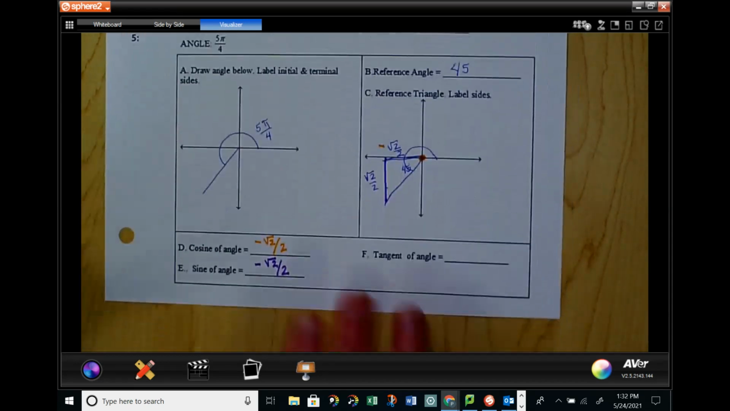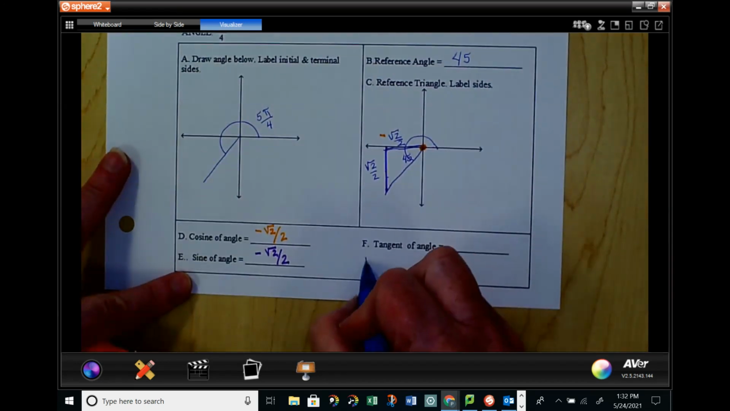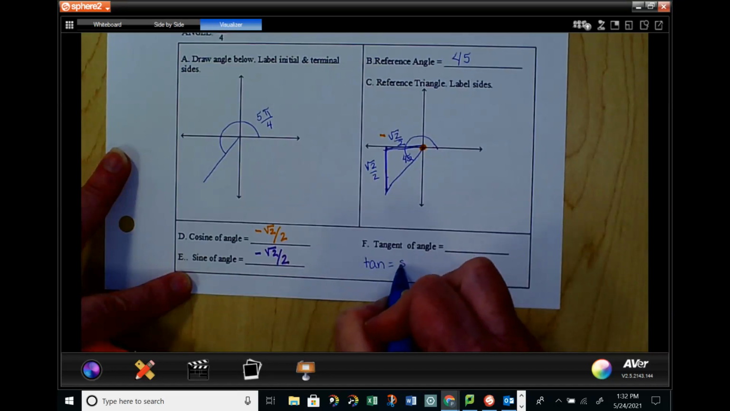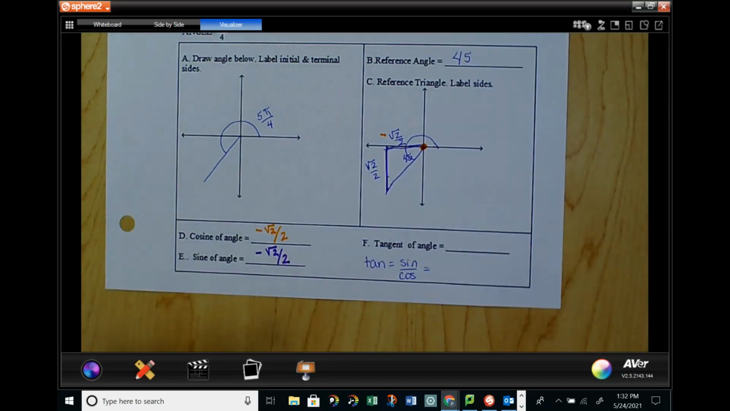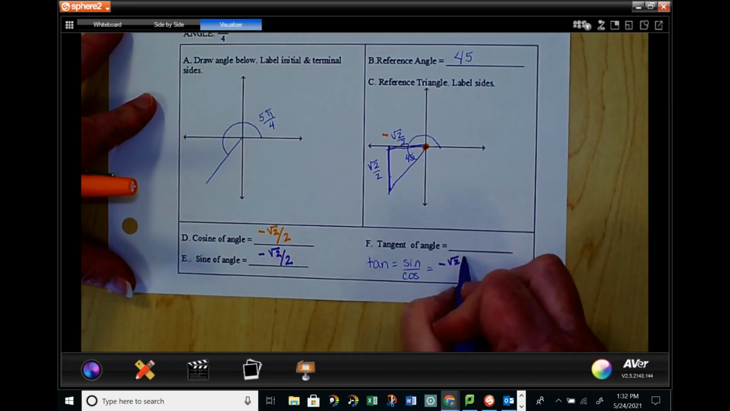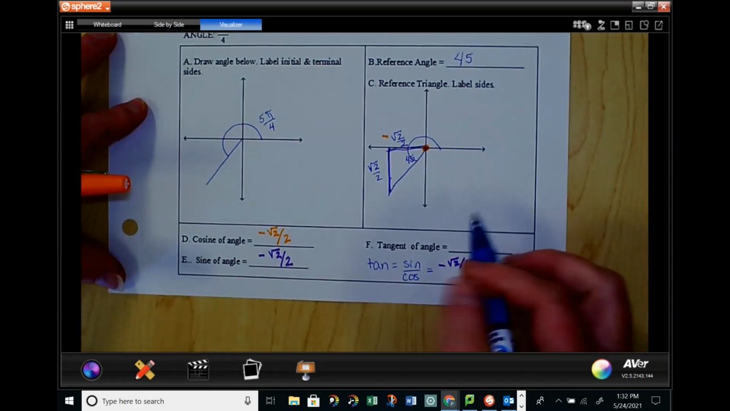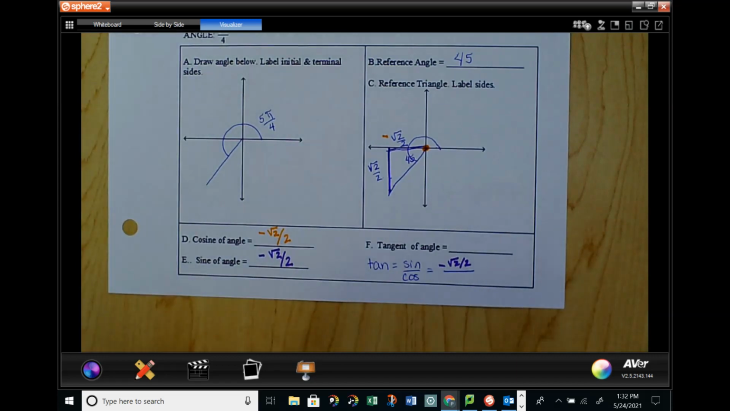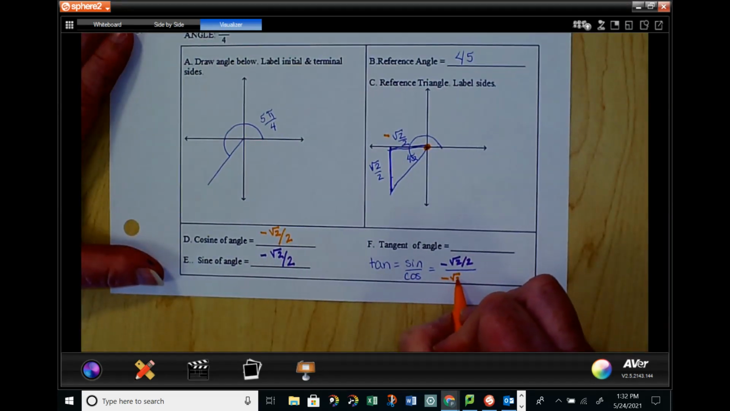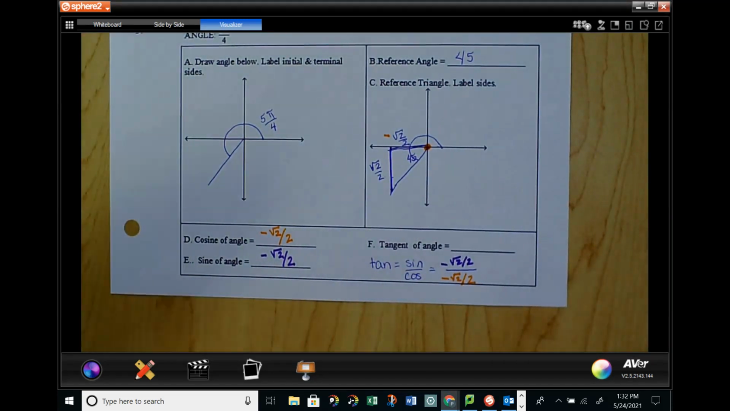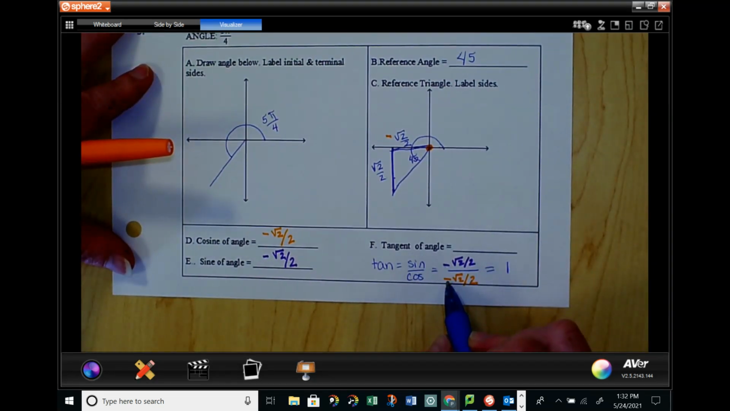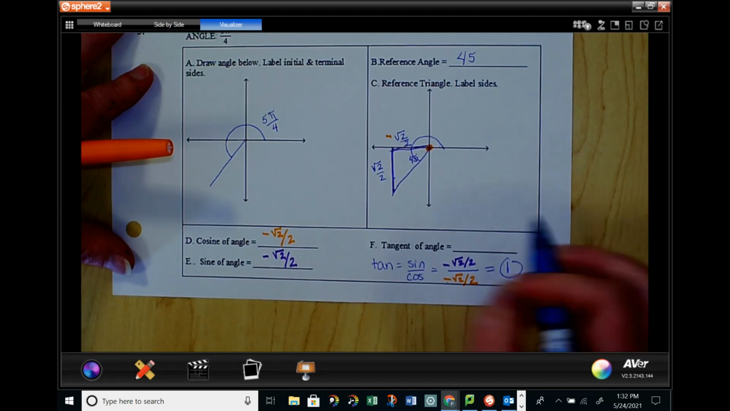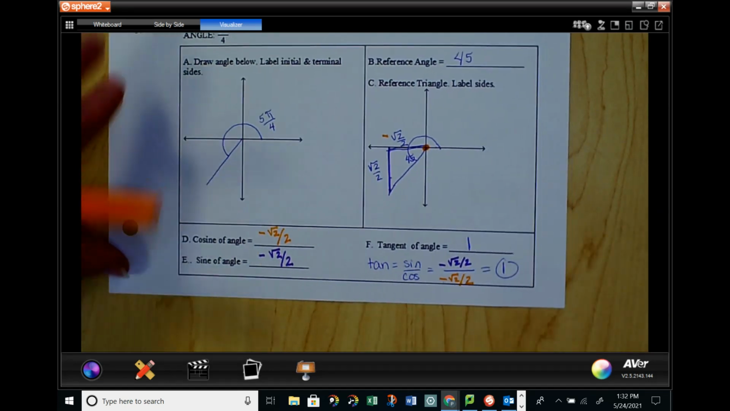And then when I find my tangent, which is sine over cosine, I'm going to have negative square root of 2 over 2 divided by negative square root of 2 over 2, which ends up being square root of 2 over 2 reduces to 1, and a negative divided by a negative is a positive 1. So my tangent is just 1.